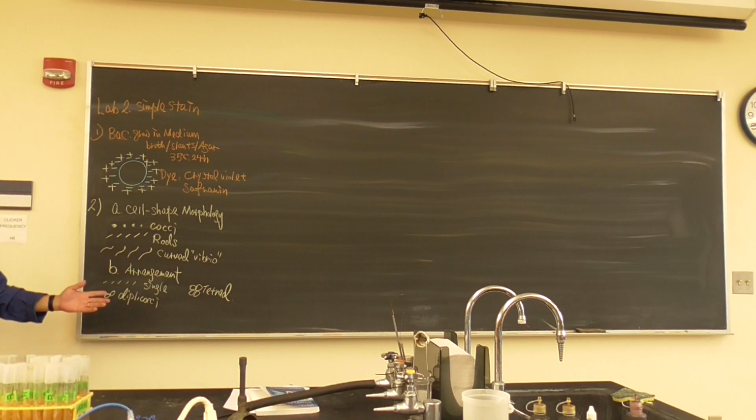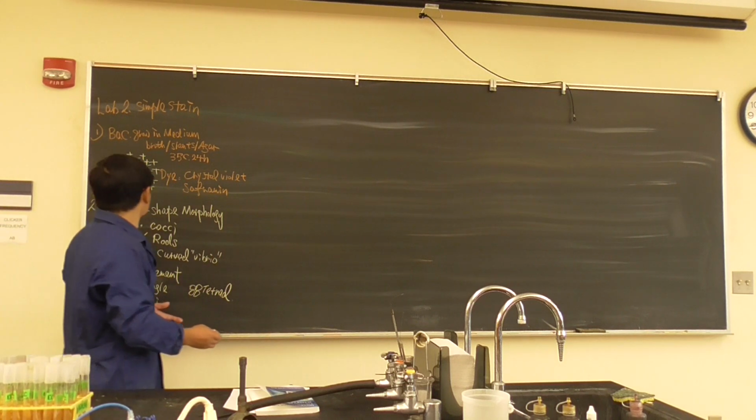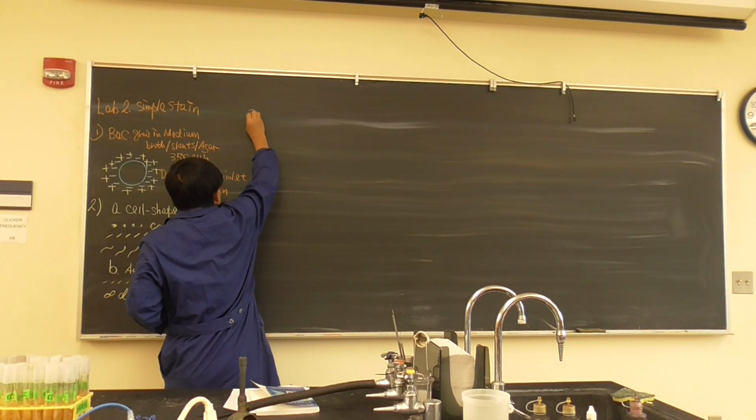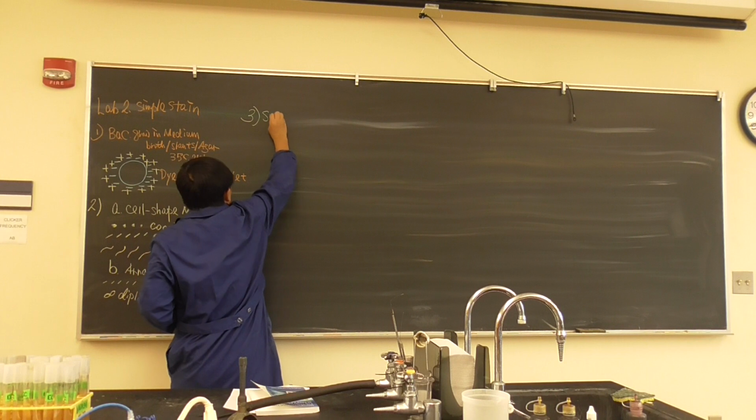What we are missing is the Gram result, Gram positive or Gram negative. That's what we will do next week. Because simple stain lets us practice the procedure of how you make a bacteria smear on the slide. So that's why we have to do it first. Okay, now the third one, the smear preparation.